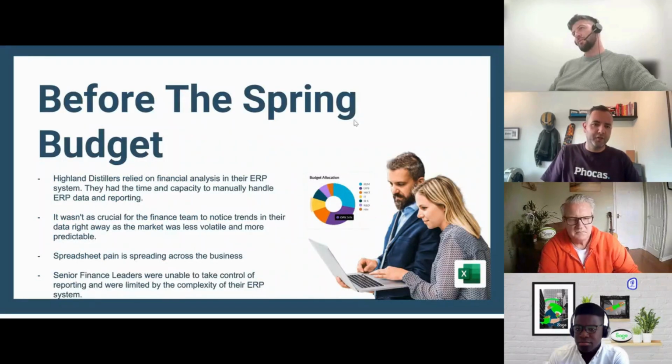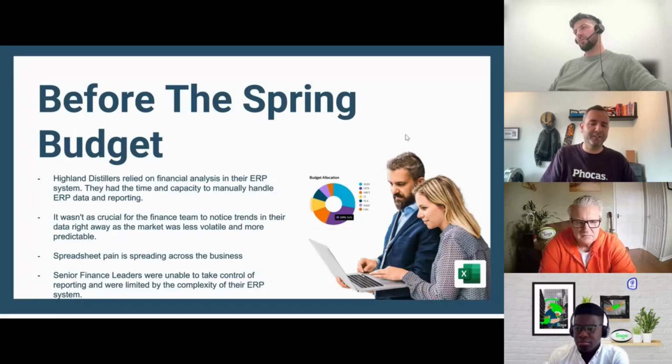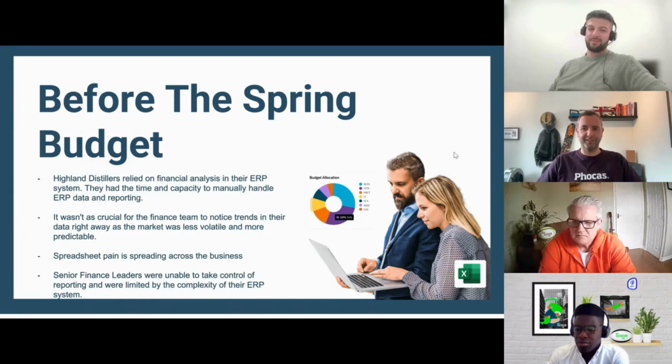So before the spring budget, Highland Distilleries relied heavily on the financial analysis within their ERP system. They had the time and the capacity to manually handle the ERP data and reporting because it was a very easy and simple task. Now, it wasn't time critical for the finance team to notice those trends as the market was less volatile. But as you all know, and over the course of the last 6 months, can't predict anything these days, and we need to make sure that you've got the ability to plan these new scenarios in place separately from your ERP system so your underlying data isn't distorted.